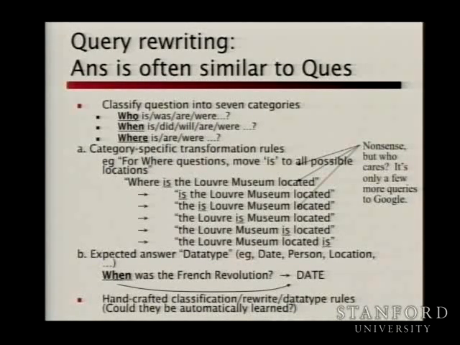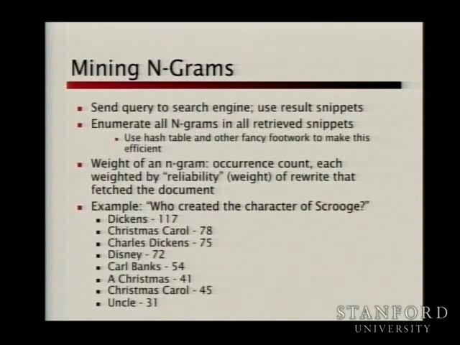Okay, you then also get out from this hand classification a little bit of named entity information about the result type. So you get back the snippets of the results, and from those you just count n-grams of different sizes. So if your question is, who created the character of Scrooge, you get out Dickens 117 times, Christmas Carol 78 times, Charles Dickens 75 times, etc. down. Looking kind of hopeful.